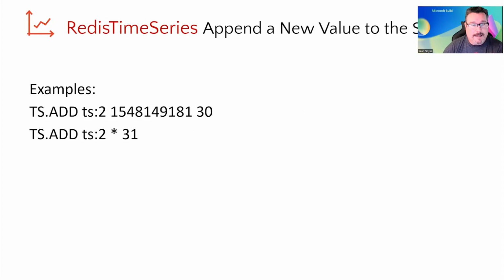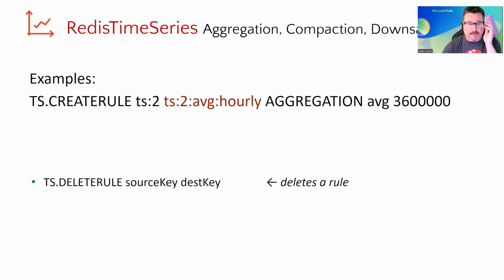So all you have to do to add into this first key is just add, just like you would using a normal Redis command. It begins with TS for time series. But we can create aggregations against it. In this case, we're saying we want to aggregate the values in TS:2 into TS2 average hourly, and we're going to average over 3,600,000 milliseconds, which is 1 hour.